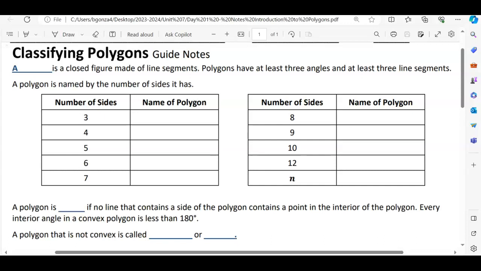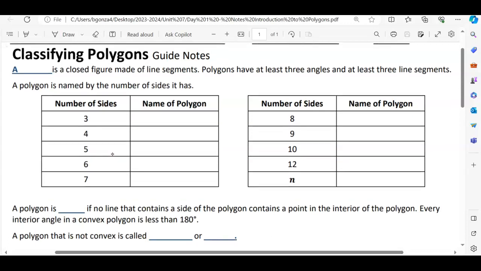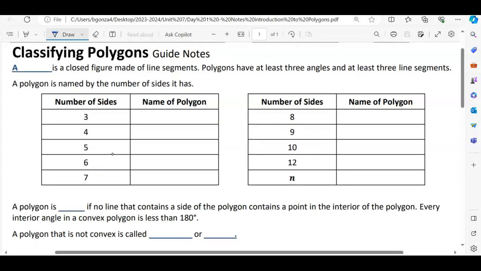A polygon, again, I know it's not a lot of room here. Okay, I did my best. So everyone's filling this in. Polygon is that first blank. Underline this. It is closed, meaning it's obviously not open, right?